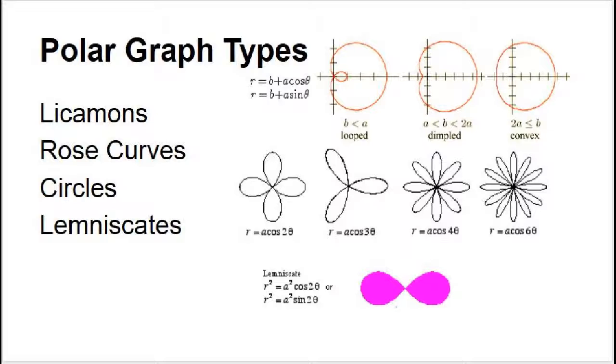The general equation for a lemniscate is r squared equals a squared cosine or sine of 2 theta. The cosine graph is horizontal and the sine graph is the cosine graph shifted 45 degrees in the positive direction.